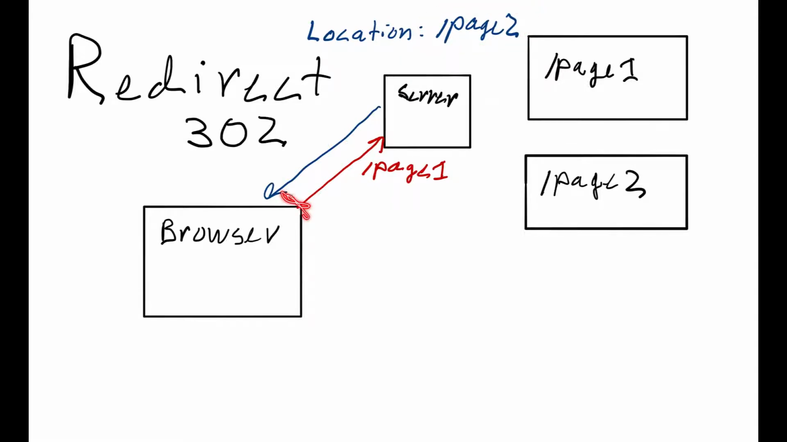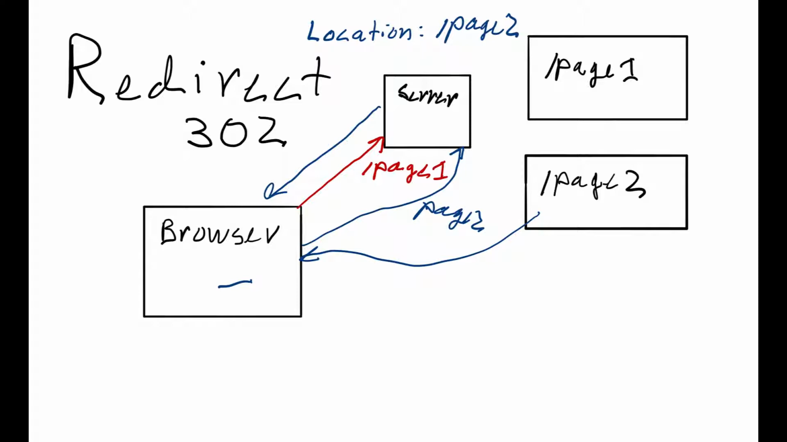So the browser, without displaying anything to the user, will make a second request to the server asking for page 2. And now, again, the user has no idea that the browser is now making this second request. So when the browser makes the second request for page 2, the server will then send page 2 back to the browser. So what the user sees is he clicks on the link or submits a form, and all he sees is page 2 coming back.